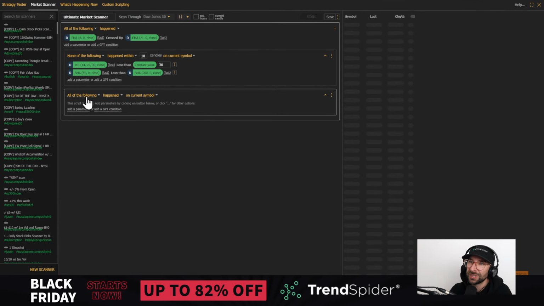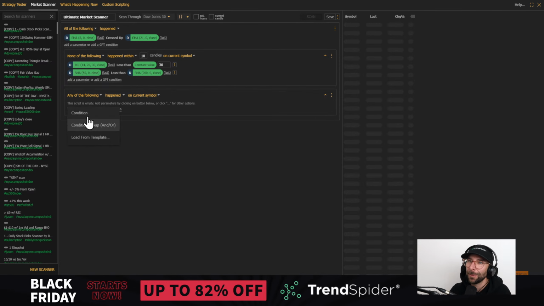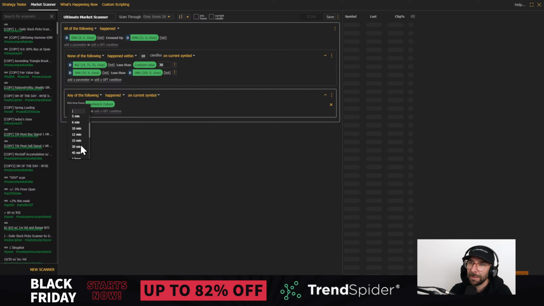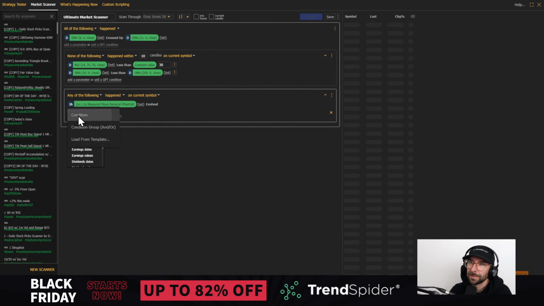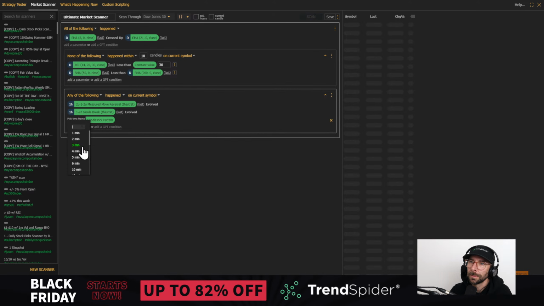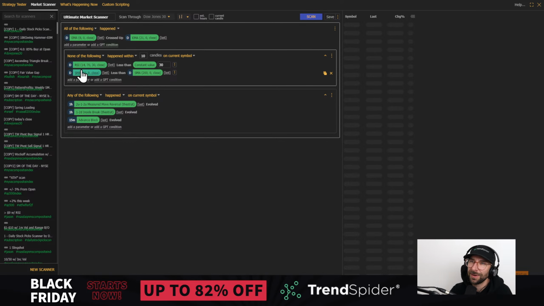So now I've got 2 separate condition groups, and I could define them unique ways. This one has none of the following conditions. This one has any of the following conditions. And maybe here I want to say something like, I don't know, candlestick patterns. And maybe I want to use a different time frame. I'm just going to pick some random stuff. So now I'm saying that this is true. These 2 things are not true. And any of these are true.